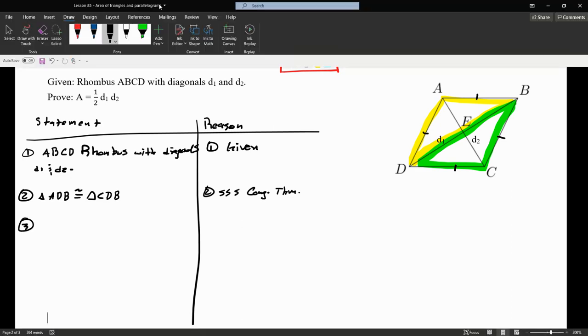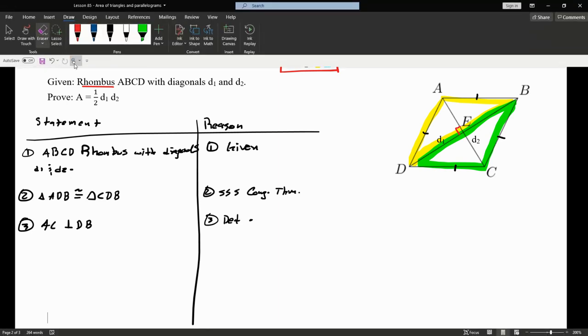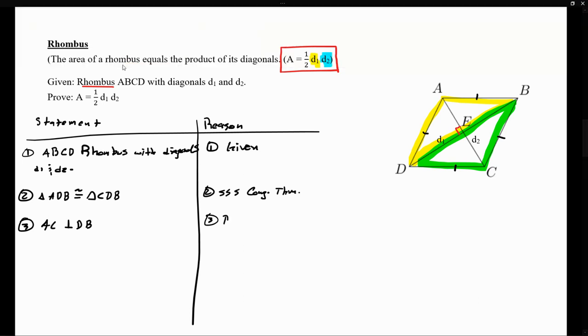So now that we have two congruent triangles, notice that also one of the properties of a rhombus is that for any rhombus, the diagonals are always going to intersect perpendicularly. Therefore, we can say that the line segment AC is definitely perpendicular to DB. And this is just a property of a rhombus.